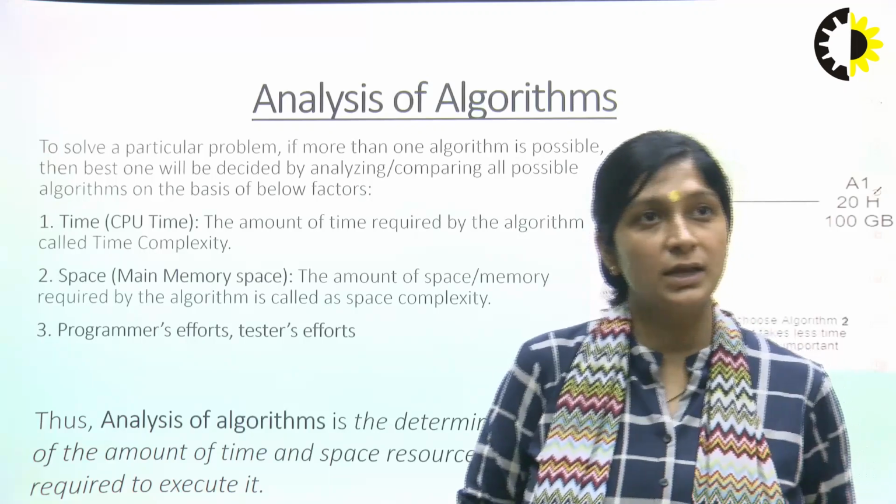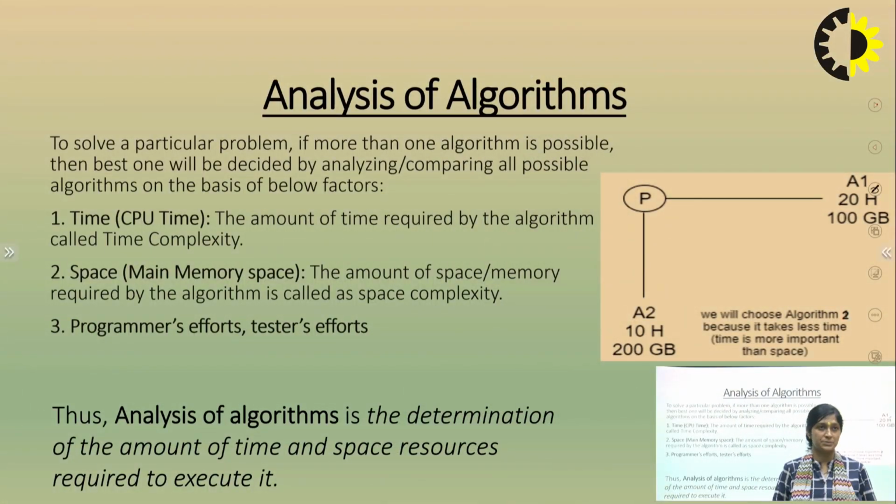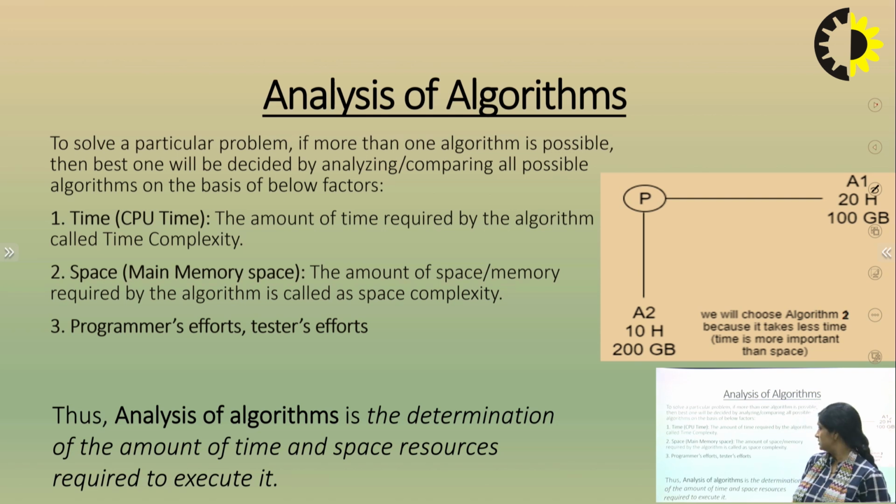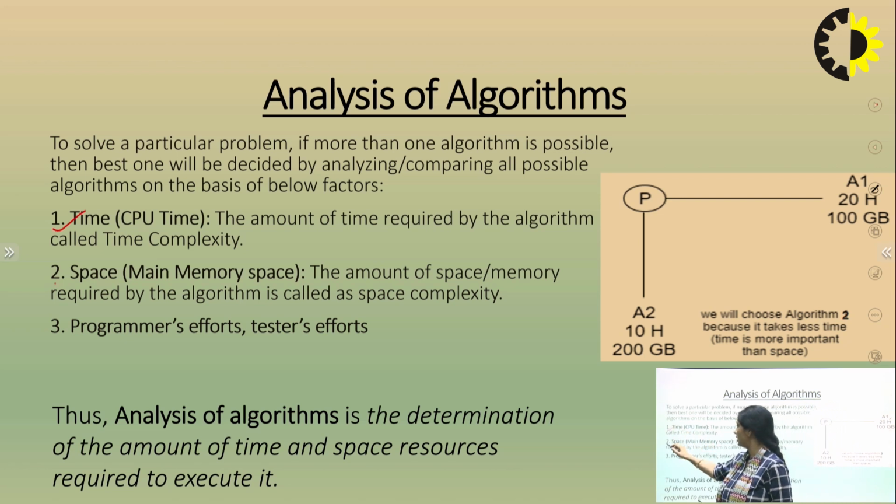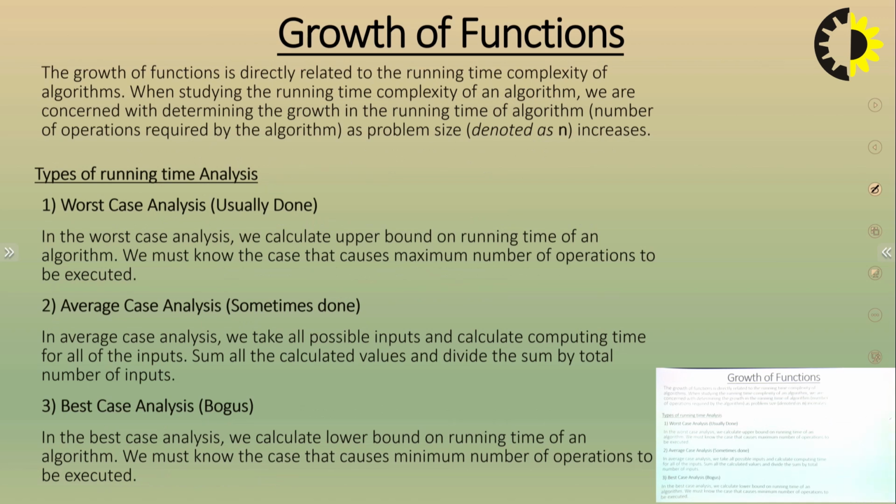You can analyze the algorithm with the help of two terms. As I told you in the previous lecture, by finding the time complexity and space complexity, you can analyze the algorithms. Same I have mentioned here. First is time and second is space. Third is not required. Thus, analysis of algorithm is determination of the amount of time and space resources required to execute it. So, you have to find the time complexity and space complexity.